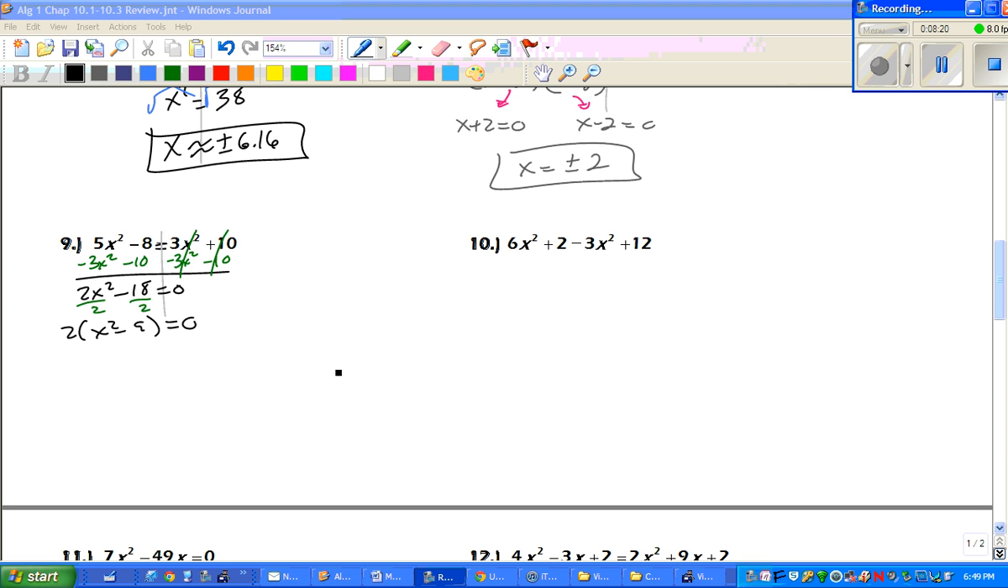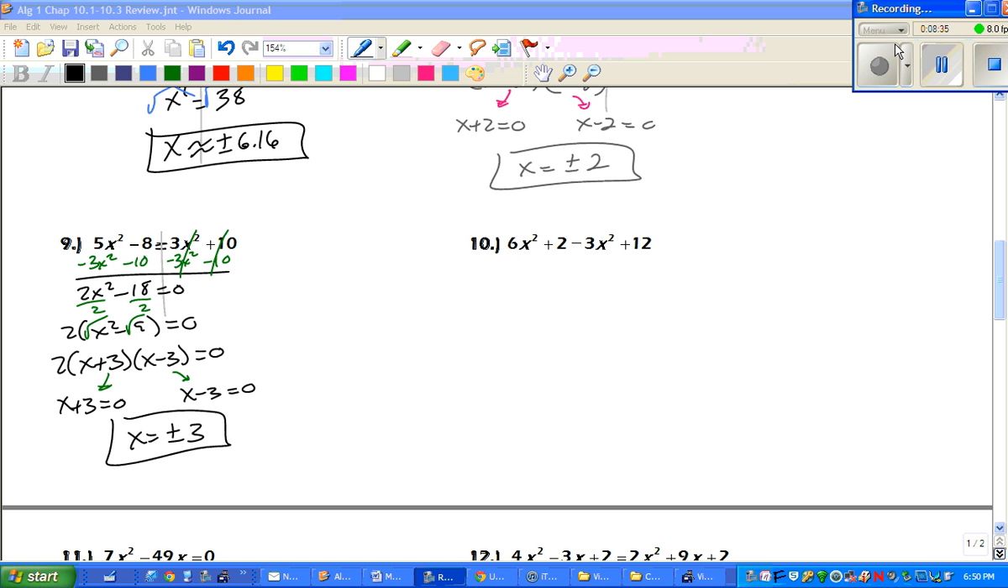Okay, there's a little help right there. Did you factor out the GCF first? If not, go ahead and get back to it. This is the difference of two squares. After you take the square root of everything, you get x plus 3 and x minus 3, and that's what you end up getting.